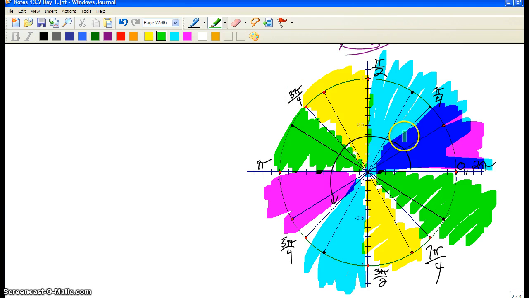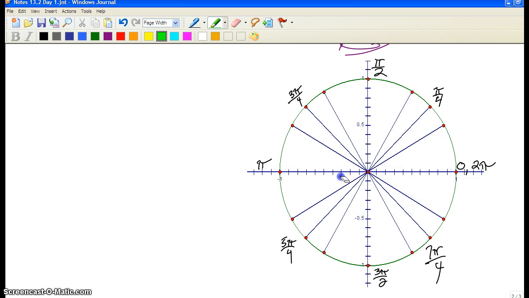We started by going all the way around the circle, 2 pi, halfway around the circle, pi, 1/4 of the way around the circle, pi over 2. And then we got to the 45. And we chopped it up in half. All right, let's do it again. Let's do it with the 30s. Okay?